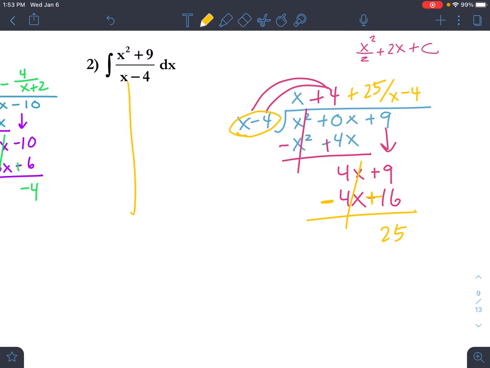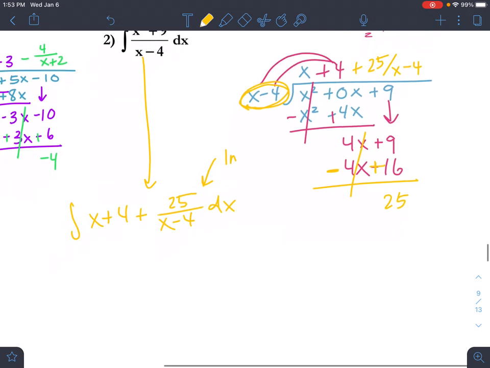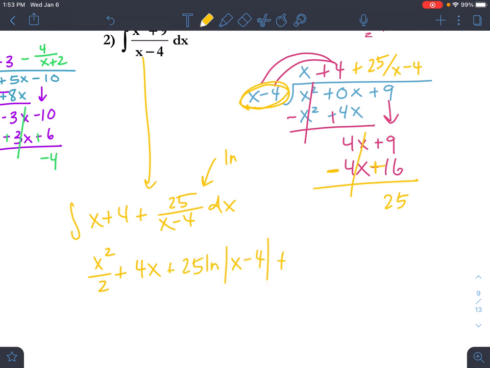So take this integral, I'll move down here. I have x plus 4 plus 25 over x minus 4. You guys will notice this almost all the time is natural log, right? Because it's the divisor. It's the divisor in the denominator, excuse me. That's a linear factor. So typically this is going to be natural log, that last term. Add a power, divide by the new power. Plus 25, natural log, absolute value of x minus 4 plus c.